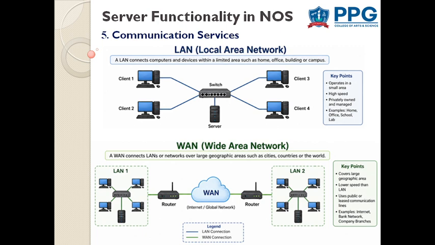Next one is a WAN, wide area network. A WAN connects LANs or networks over large geographic areas such as cities, countries, or the world. Covers large geographical area, lower speed than LAN. Uses public or leased communication lines. Example: internet, bank network, company branches. These are some of the examples.